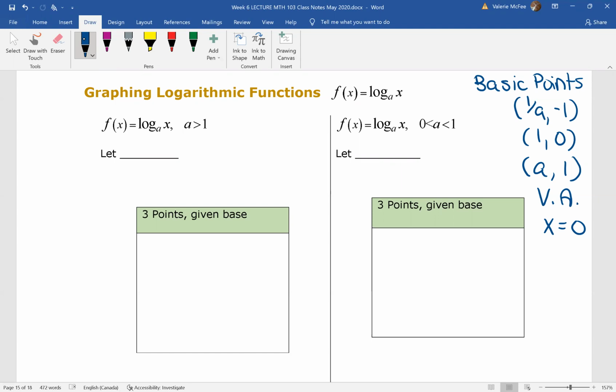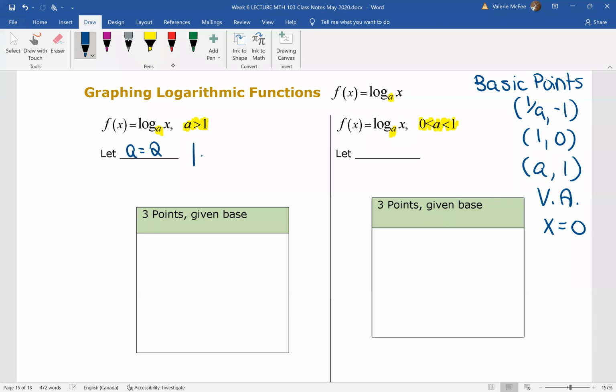Remember when we looked at exponential function graphs, we looked at 2 parts. Well, we have the same 2 parts here. So each of these has our base of a, and then we have 2 restrictions: a is greater than 1, and a is between 0 and 1. So just like we did for exponential functions, here we're going to let a equal 2.